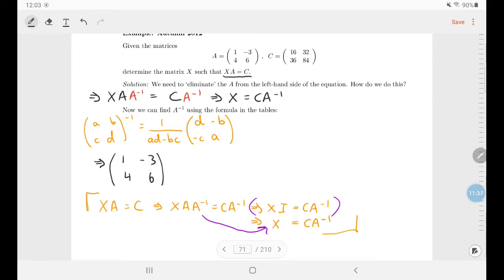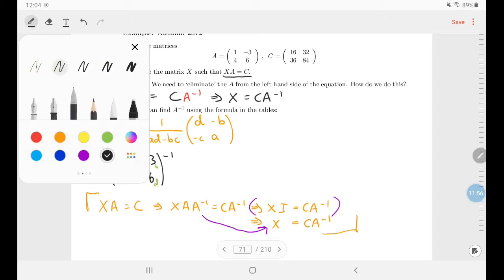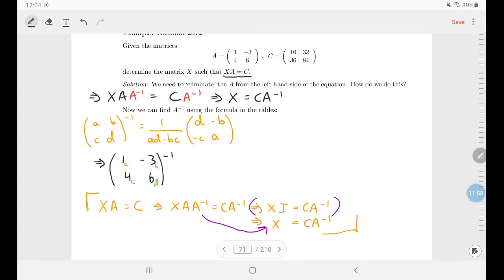It's not how I would do it, but maybe it helps you. So I wouldn't do it, but let's do it here. We're saying, look at the pattern. The 1 is the A, the minus 3 is the B, the 4 is the C, and the D is the 6. The way to get used to this formula is to do a few exercises.